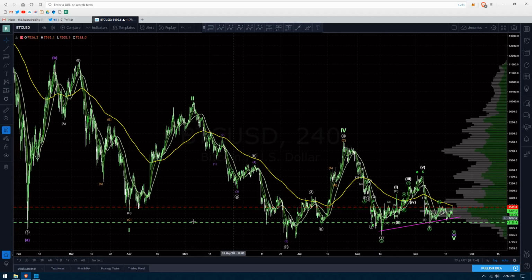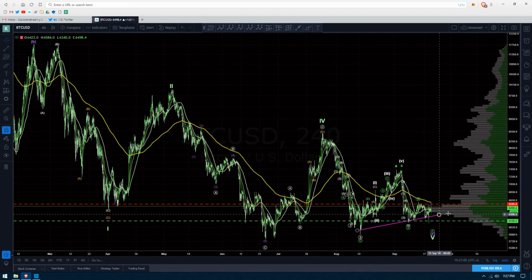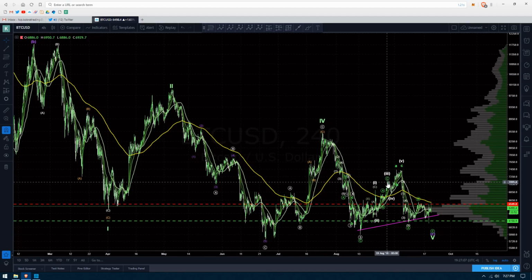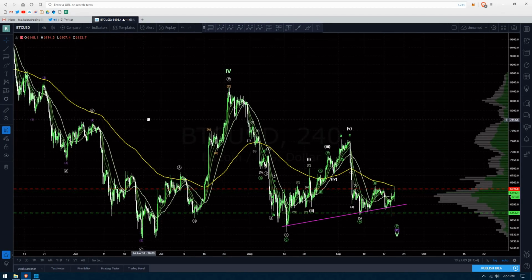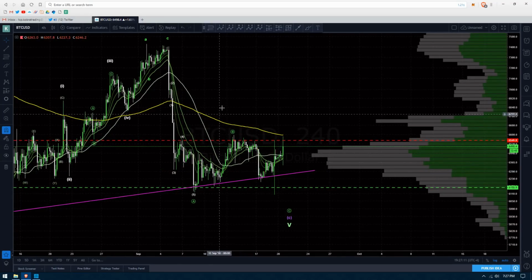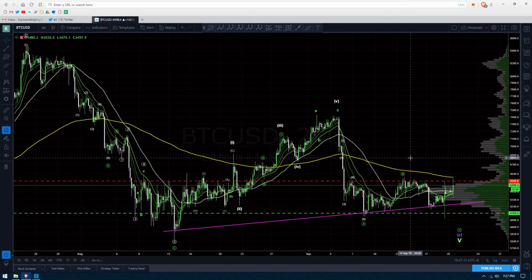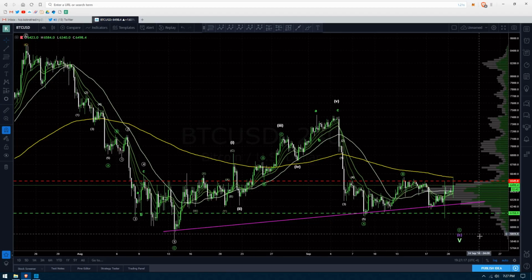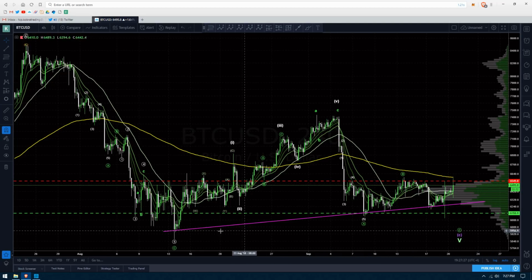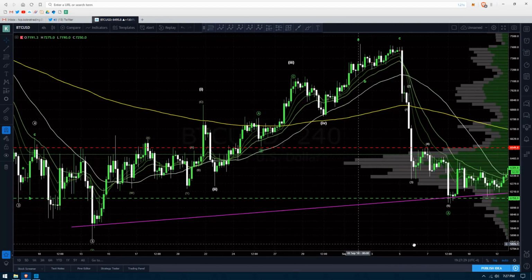So what I like a little bit better is this 1, 2, 3, 4, 5, this really long sideways correction instead. It's a better count for me, I feel. It works a little bit better, and it stands less of a chance of being invalidated, because we can come as low as 59.64 for a candle close, whatever this low here was.